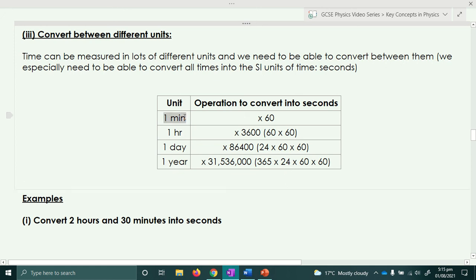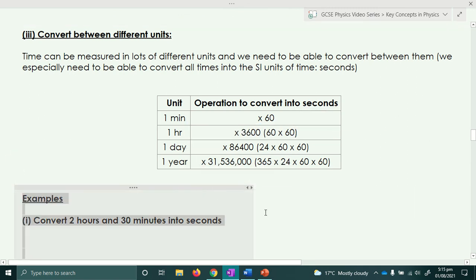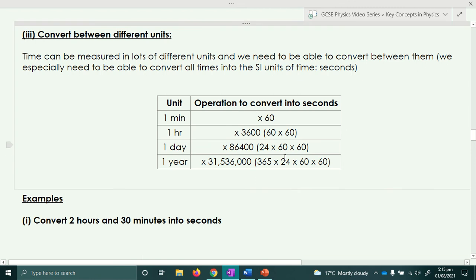So 1 minute is 60 seconds, so that one's nice and easy. That's just a fact you need to know. 1 hour is 60 minutes, and each minute is 60 seconds. So that means that 1 hour is 3,600 seconds, and we got that number by multiplying 60 by 60. 1 day is 24 hours. Each hour is 60 minutes, each minute is 60 seconds, so that's where this number comes from in here. We've done 24 hours times 60 minutes times 60 seconds there.